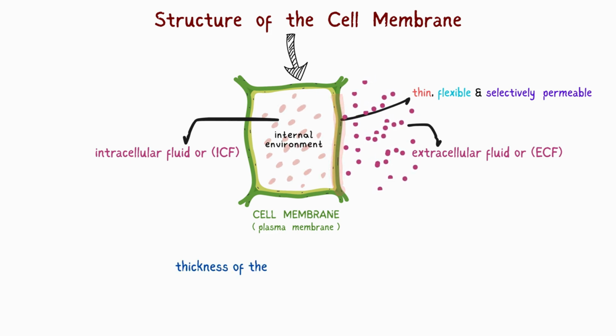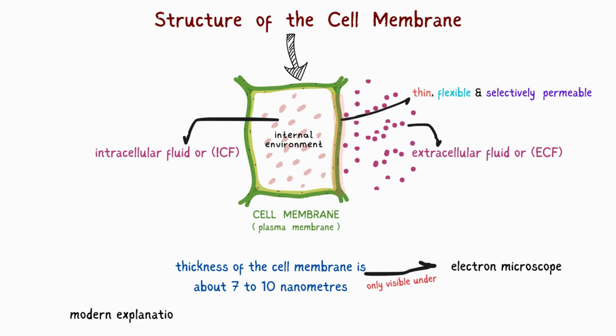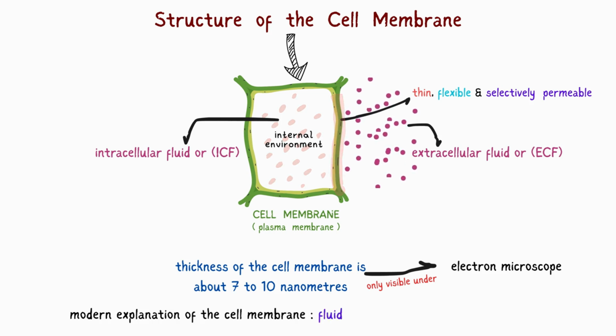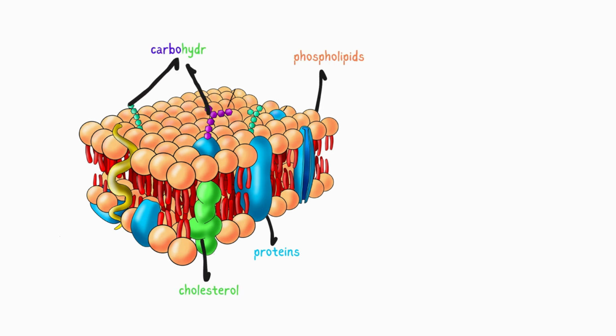The thickness of the cell membrane is about 7 to 10 nanometers, so it can only be visible under an electron microscope. The modern explanation of the cell membrane is given by the Fluid Mosaic Model, proposed by Singer and Nicolson. The cell membrane is composed of three types of substances: proteins, lipids like phospholipid and cholesterol, and carbohydrates. The basic framework of the cell membrane is formed by a phospholipid bilayer.